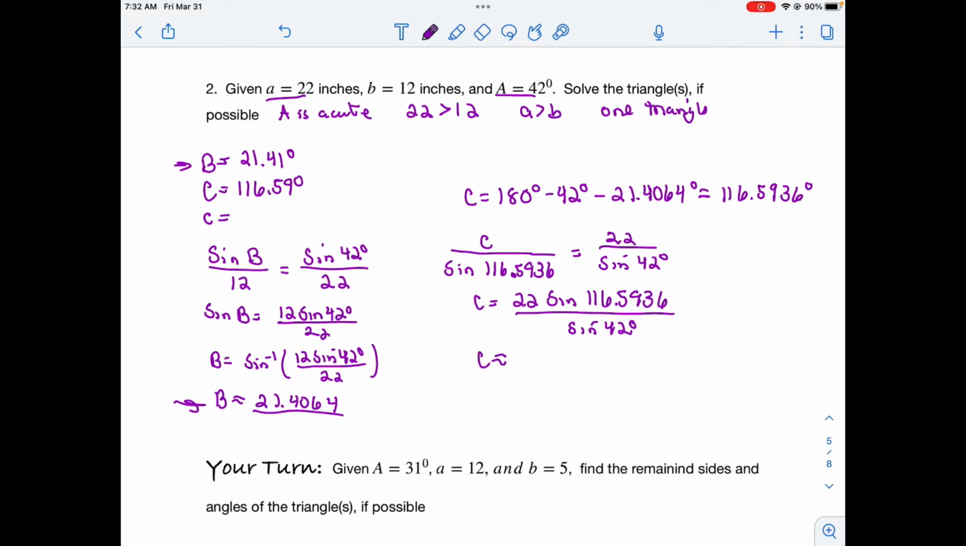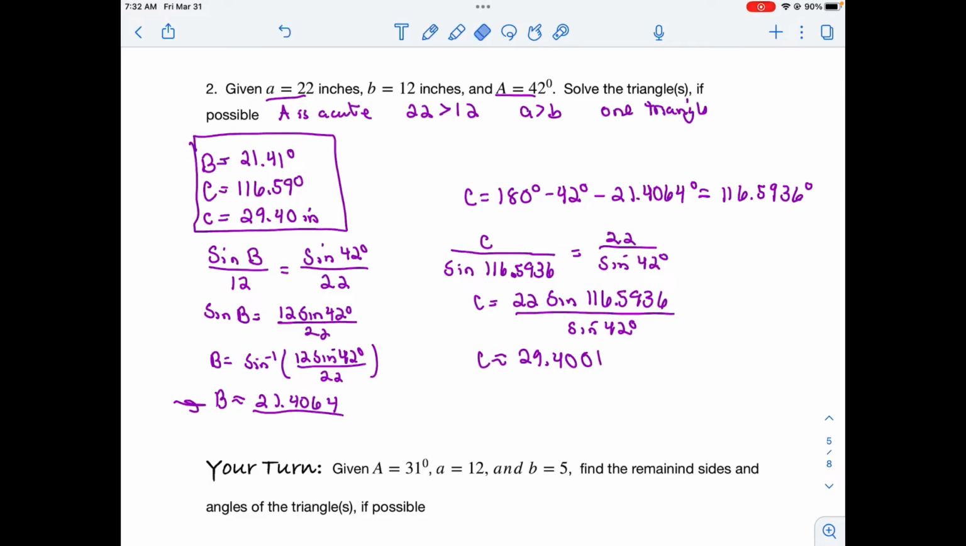Punching this into my calculator, I find that side C is approximately 29.40 inches. So 29.40 inches would be my answer. So that's how you solve with the law of sines.